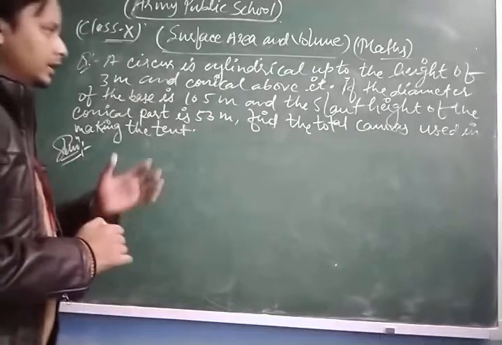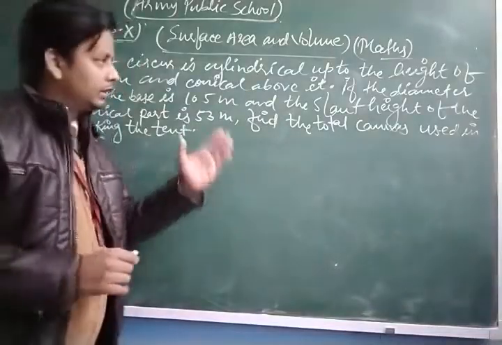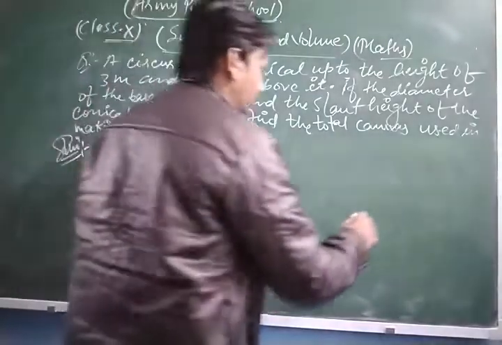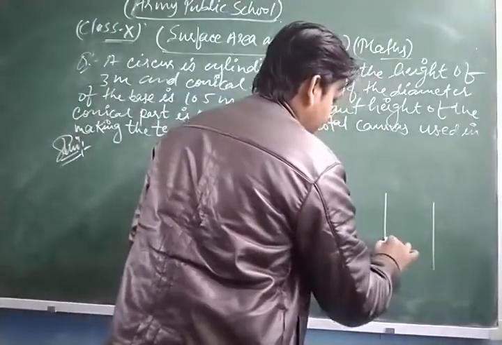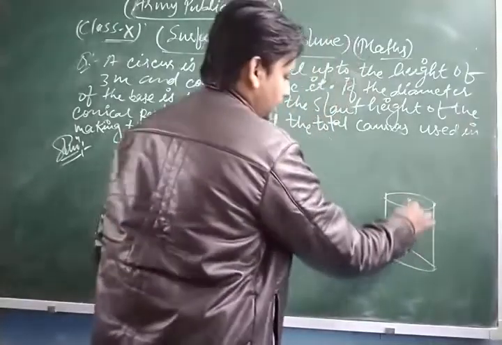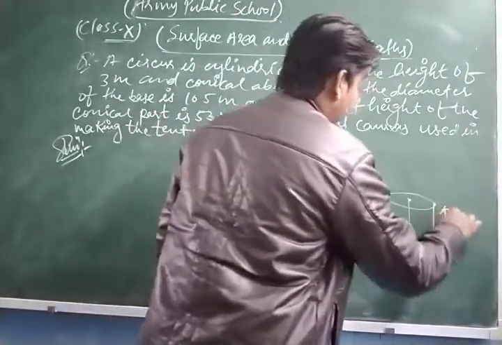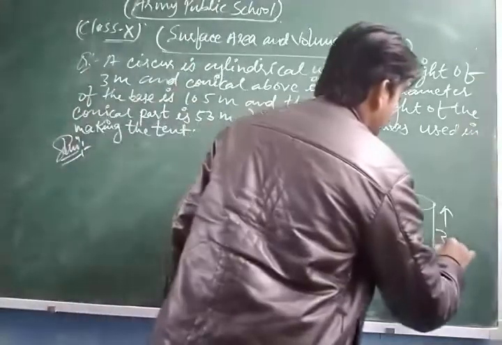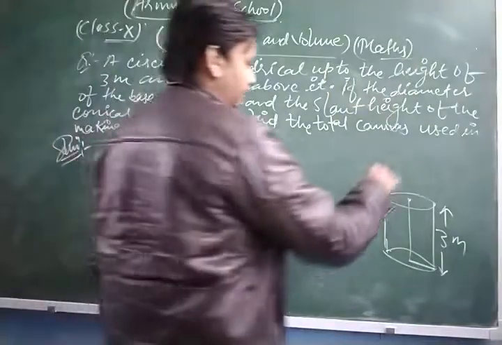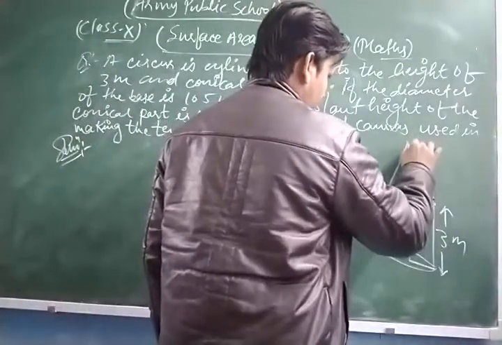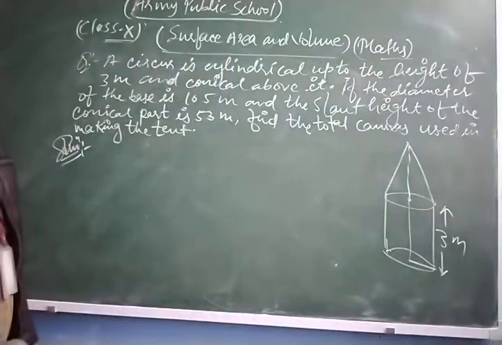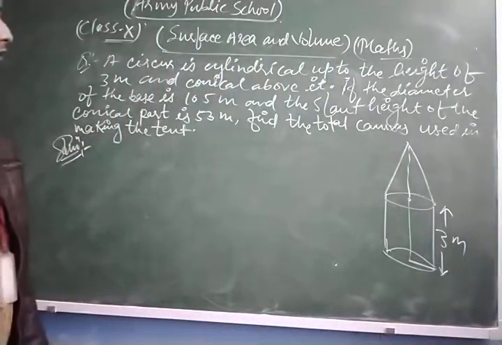So first of all, we draw the figure according to the question. This is a very important question. The tent is in the form of a cylinder up to a height of 3 meter, and conical above it. This is 3 meter, and this is the cone above it. And the diameter of the base is 105 meter.